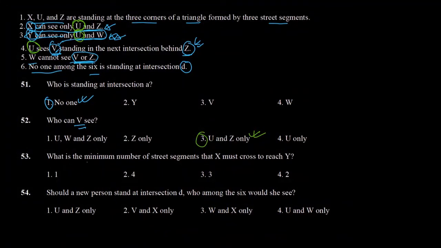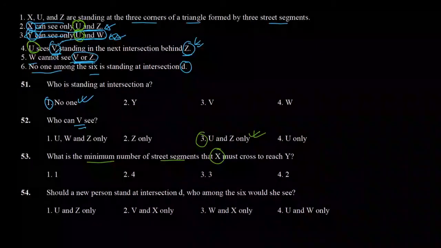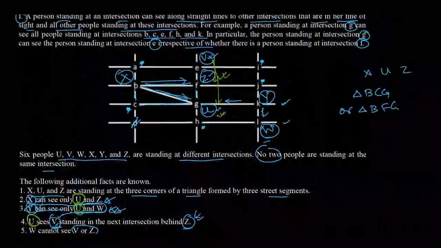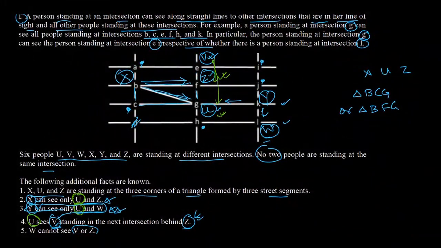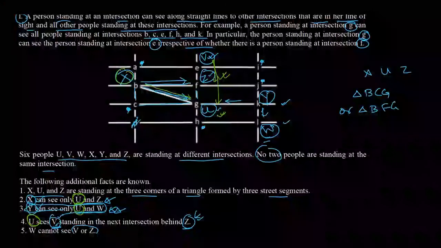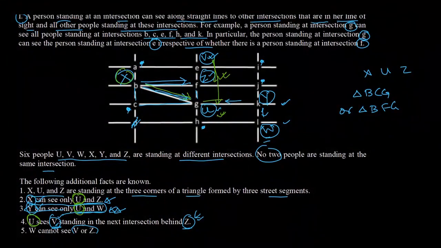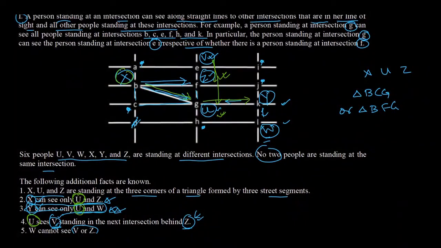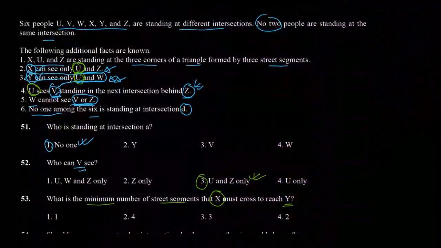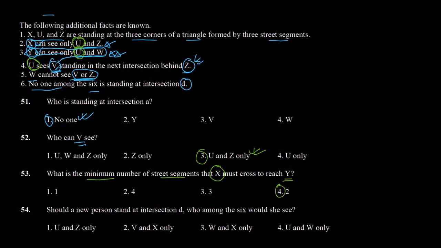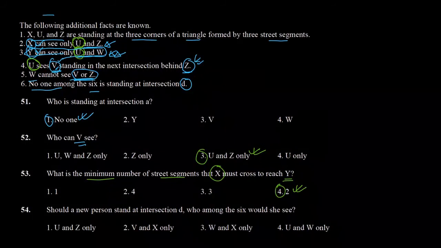Question 53, what is the minimum number of street segments that X must cross to reach Y? So X can cross over to G and then cross over to Y. So the minimum number of segments that he needs to cross is 2. So let's see the options. The fourth option, 2 segments, is the correct one.